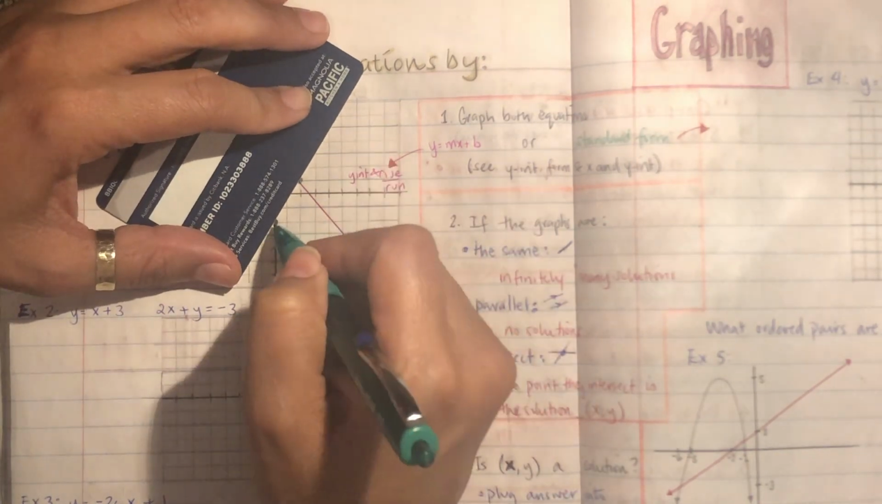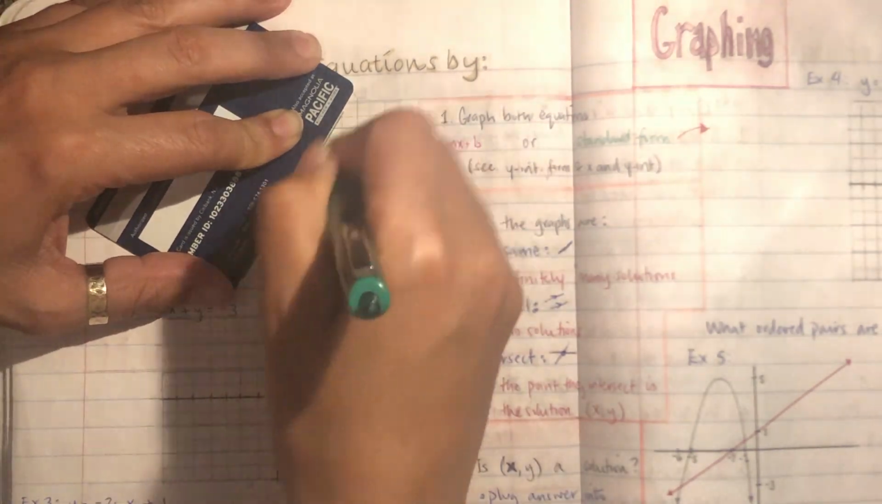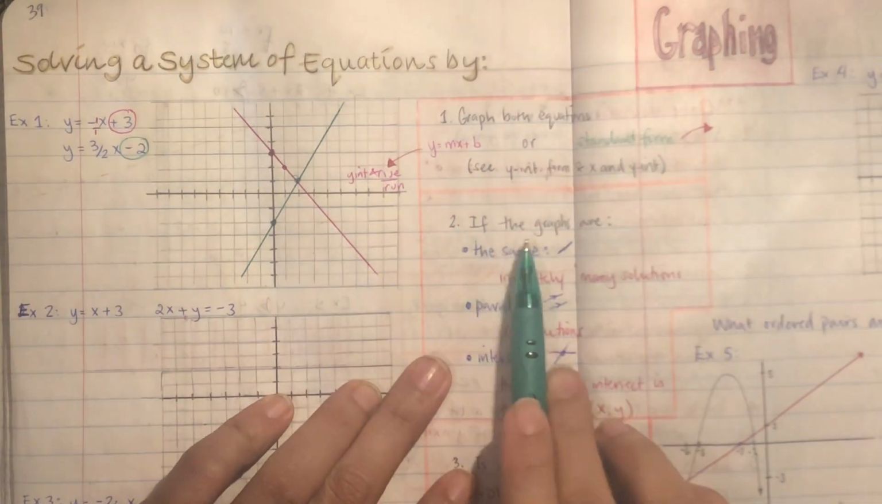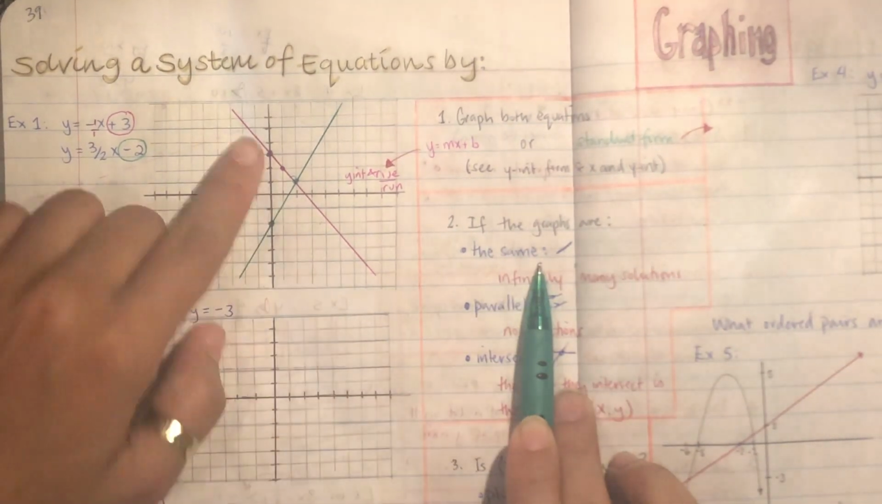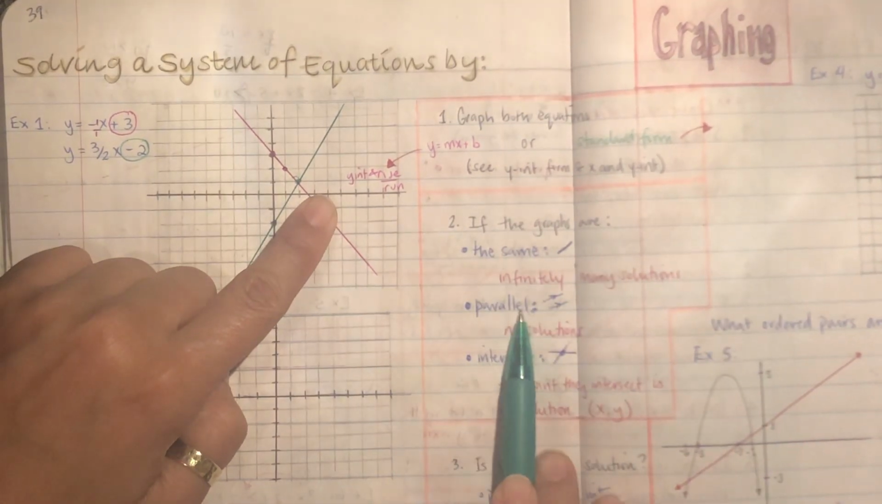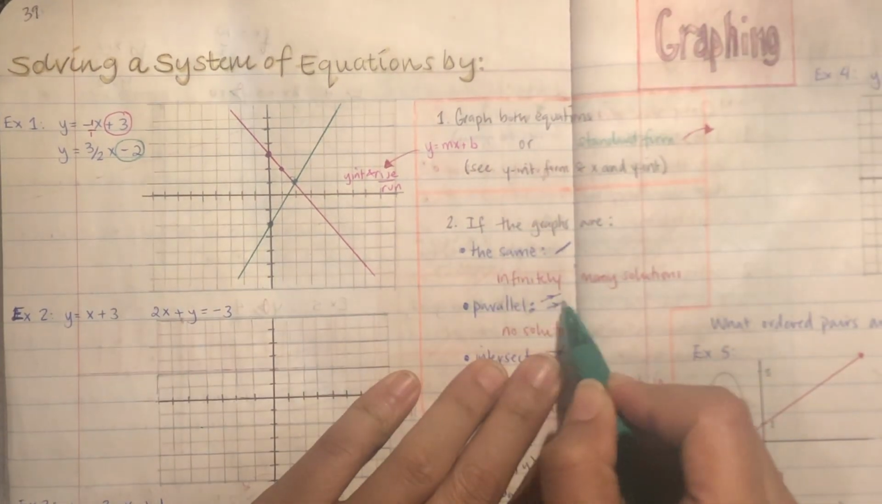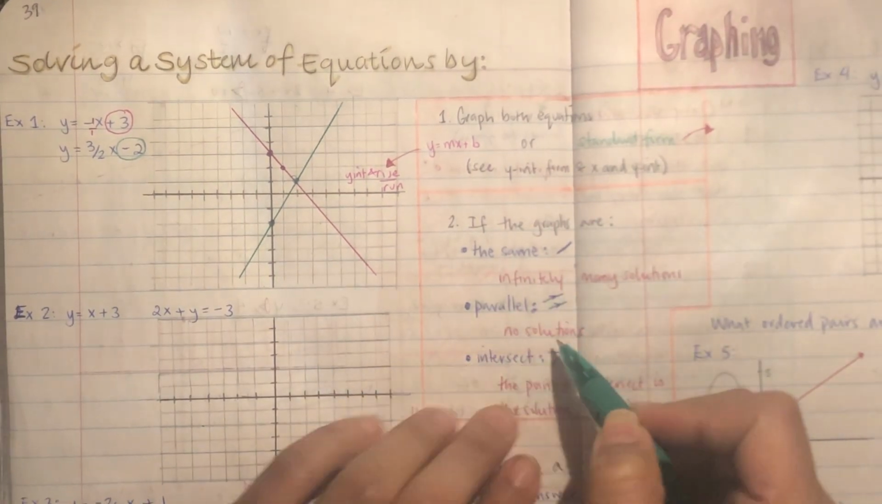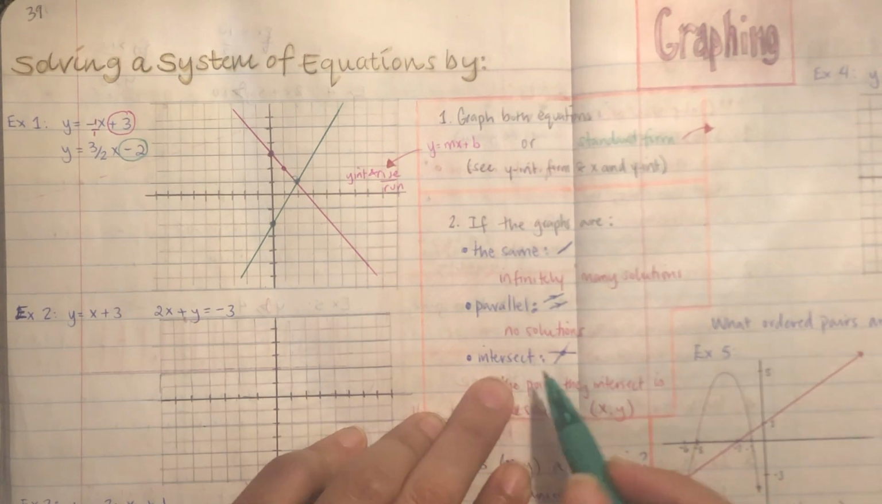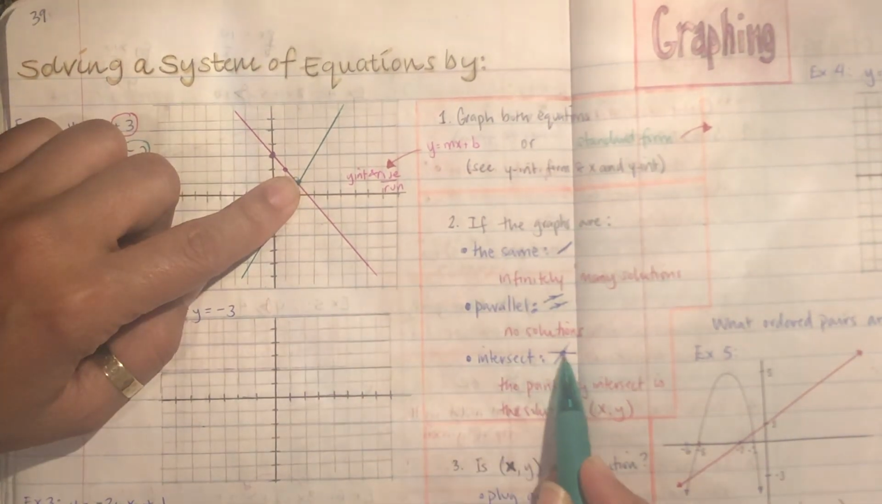This is a listening check. Put a box around the number 1, just the number 1 by graph both equations. If the graphs are the same, are these two graphs the same? Nope. Are they parallel, which means they never meet? So like this, like railway tracks? Nope, they're not parallel. Or if they intersect, so they do intersect, which means they cross over just like that.